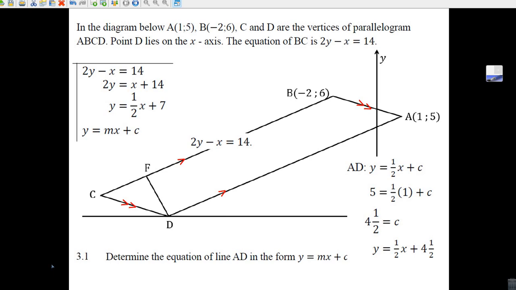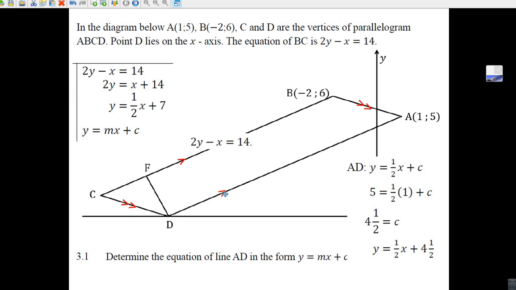Hey, this is the first analytical geometry question, and here we go. Let's see how long it takes to get the first few done. In the diagram below, they give a bunch of points. They give us B, they give us A. They tell us that this thing is a parallelogram.